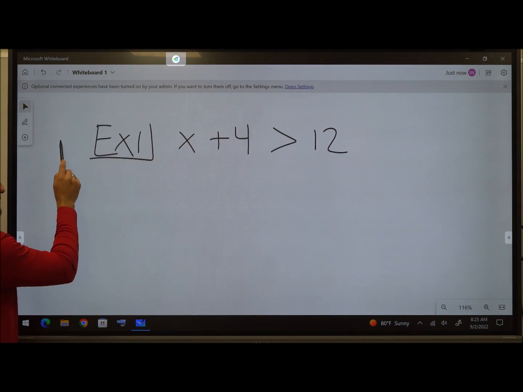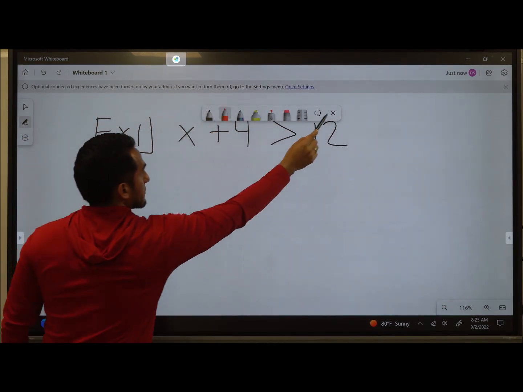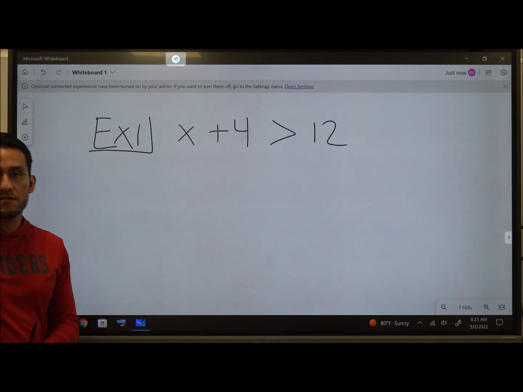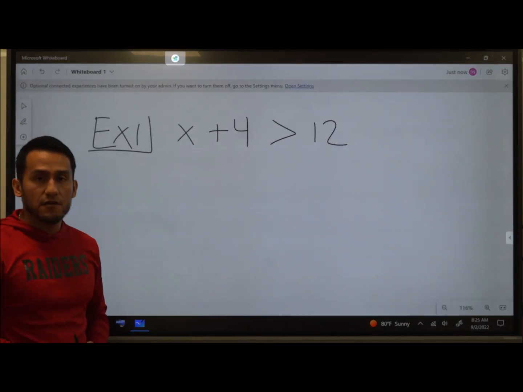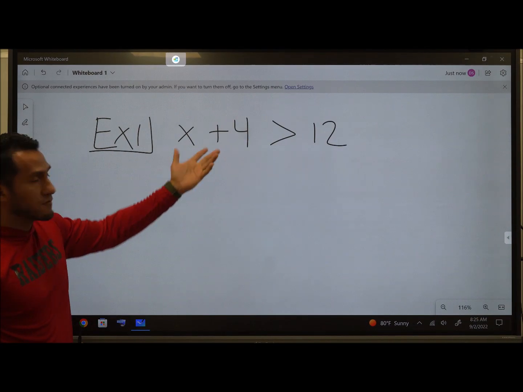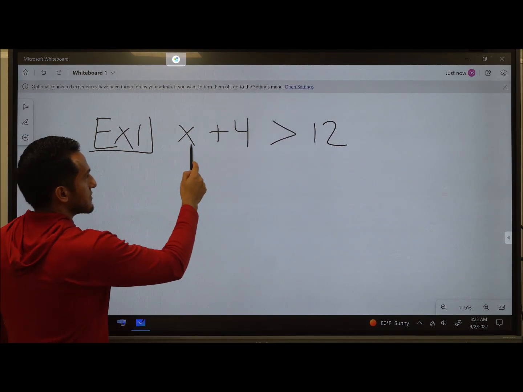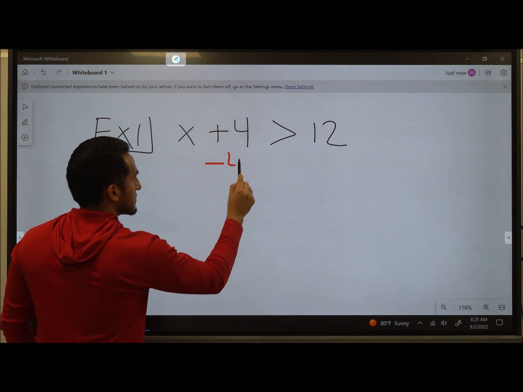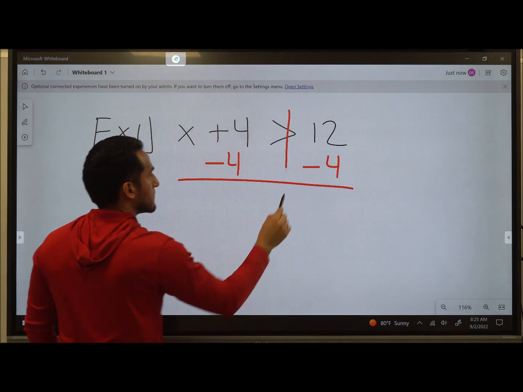And here's example number 1. So in this example, you have x plus 4 is greater than 12, and we have to isolate the variable. So how do we get rid of the 4? Well, just look at the same thing as solving equations. What are they doing to the x? They're adding a 4, so we have to do the opposite. Minus 4 on both sides.